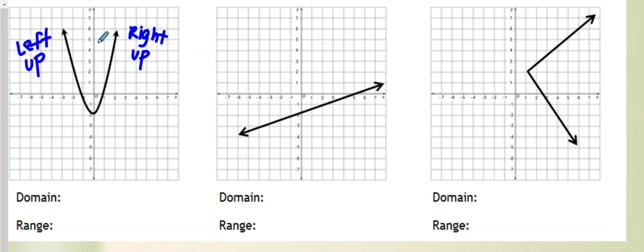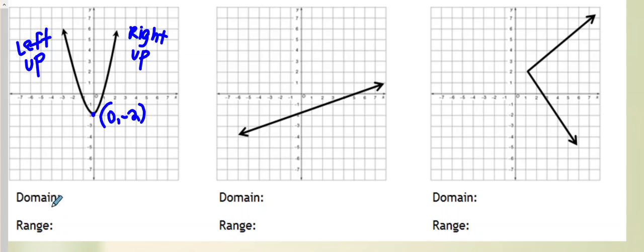Okay, and the other important piece of this graph that I want to focus on is this point right here, because it's the lowest point on my graph. And that coordinate would be (0, -2). Okay, so now we can jump into domain and range.